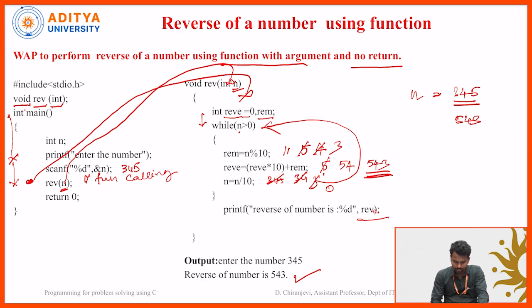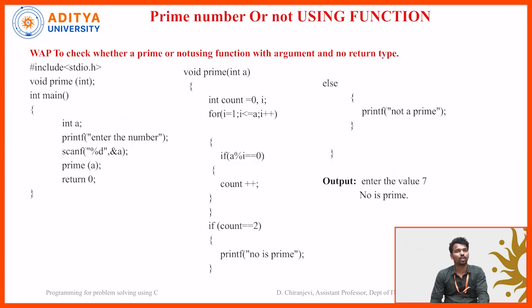Now after printing, it encountered the curly brace, so it means the reverse function execution is done. It will go back to where you called. You called from reverse of n, so it will check that this function has done its job. Then return 0 means the main function execution is also over. So it will terminate. The next program is a number is prime or not by using function.